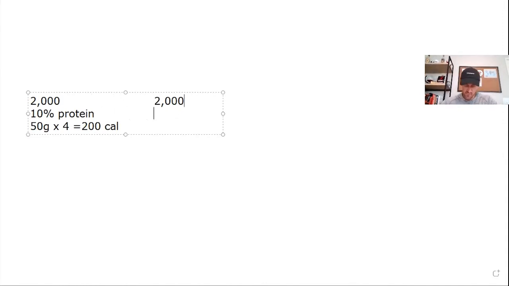Let's say that we're getting roughly 40% of our diet in protein on this side. So that's going to be 800 calories coming from protein, which would be 200 grams of protein. That's a lot. Bad for your kidneys? No, it's not. Shut up.